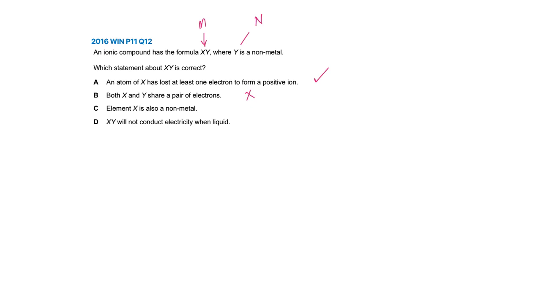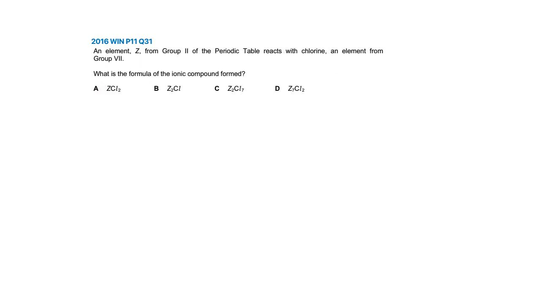Element X is also a non-metal. Nope. It won't be ionic otherwise. X and Y will not conduct electricity when liquid. That's more of a, we haven't really talked about this, but everything else seems to register well, right? And we're confident A is the answer. D we'll figure out when we cross that bridge, once we get there.